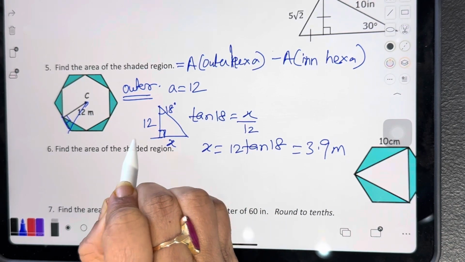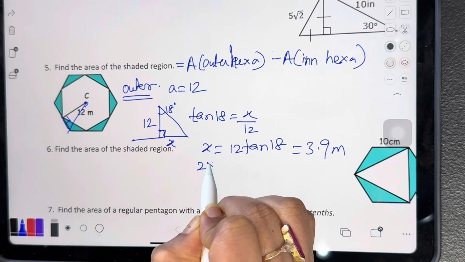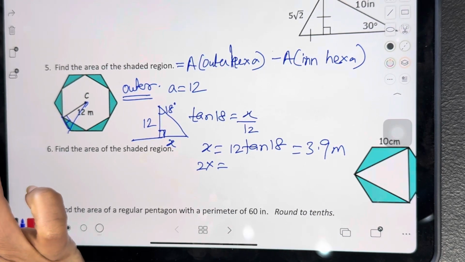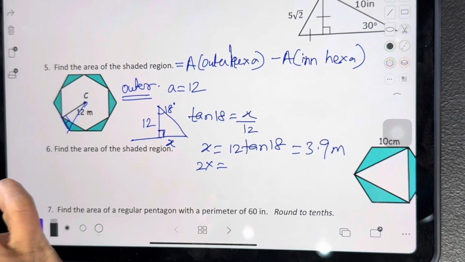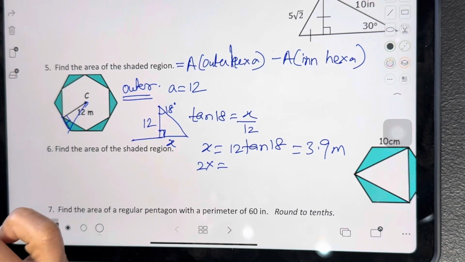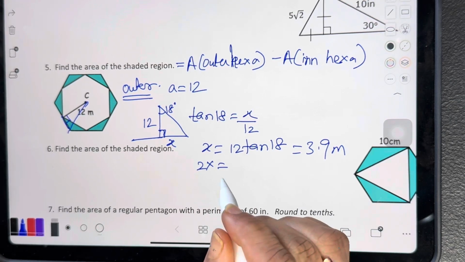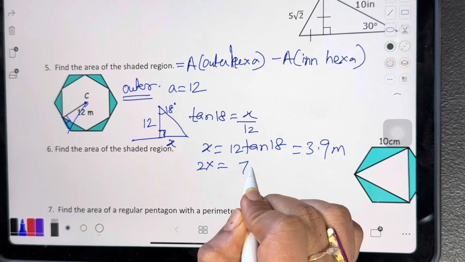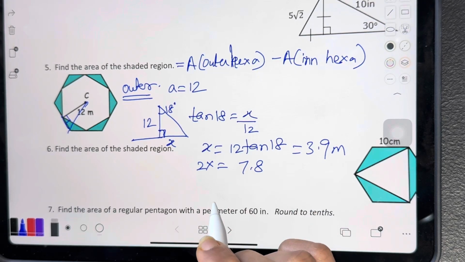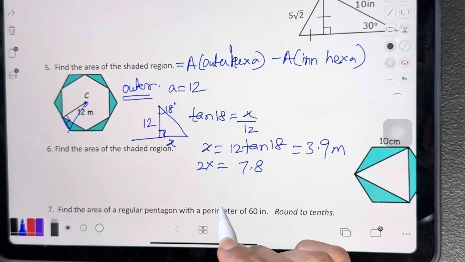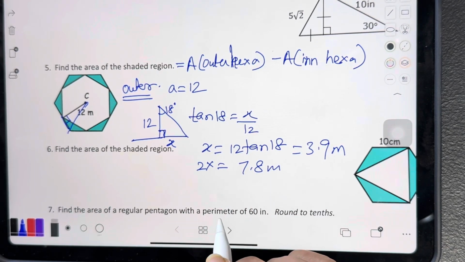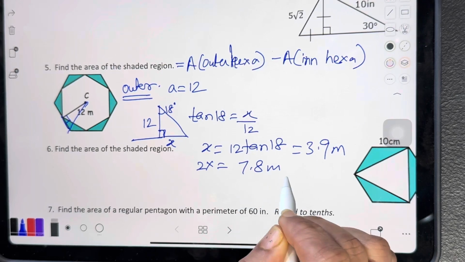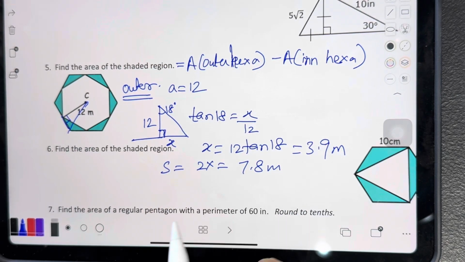But x is not the whole thing, right? You have to multiply it by 2. 3.9 multiplied by 2 is 7.8. Roughly 7.8, I'm just rounding it. It's approximately that much. So you have the side. This is the side length, which is called S. Side length, you got it.